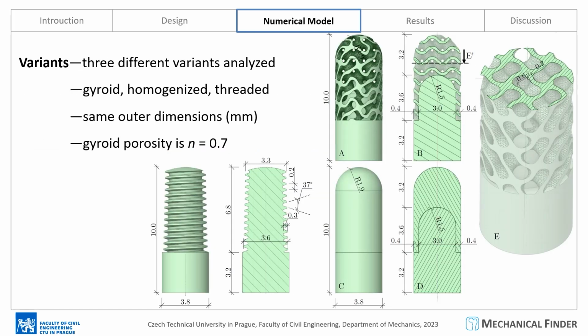I analyzed a total of 3 implant variants: a gyroid, a homogenized gyroid, and a threaded variant. You can see their geometries here. They use the same outer dimensions, but their material distribution is different. The porosity of the gyroid is 0.7, and the goal of the simulation is to compare the common threaded implant variant to the gyroid implant variant, which is also modeled as a homogenized layer of specific properties from material tests.